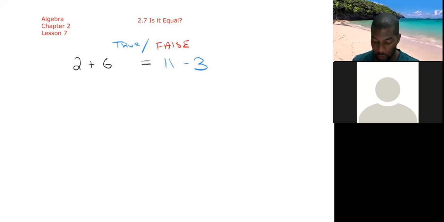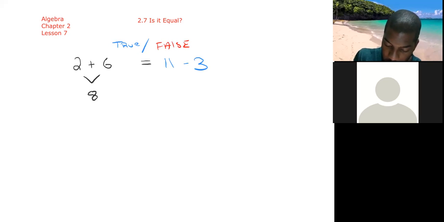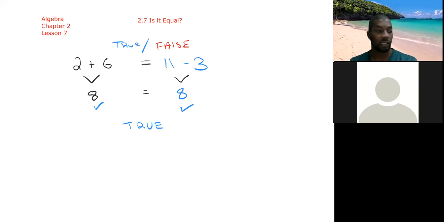Simply by solving it. 2 plus 6 is 8. Equal sign stays where it is. 11 minus 3, also 8. Does 8 equal 8? Yes, it does. Therefore, this is true. This makes an equation.